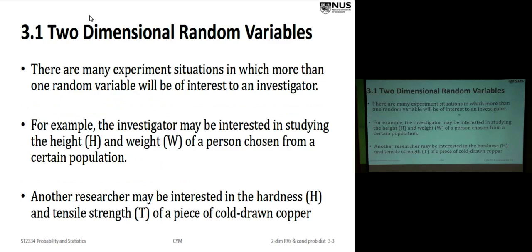Let us explain from the fundamentals what is the point of what we're discussing. We have many experiments and situations where you're interested in more than one random quantity. We'll see some examples in a moment. The first one is this one. You may be interested in studying the height and weight of a person chosen from a population. That's an example where you have two random variables. Of course, there is some dependence between those that you would expect.